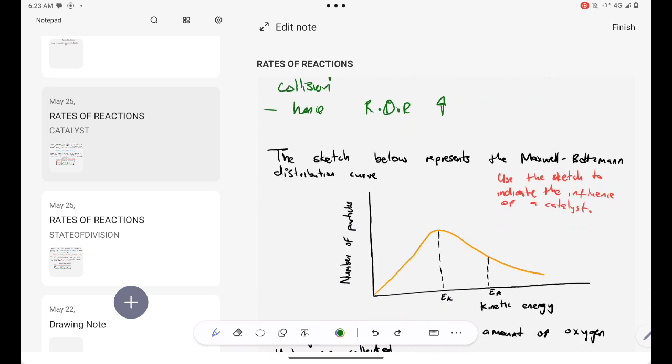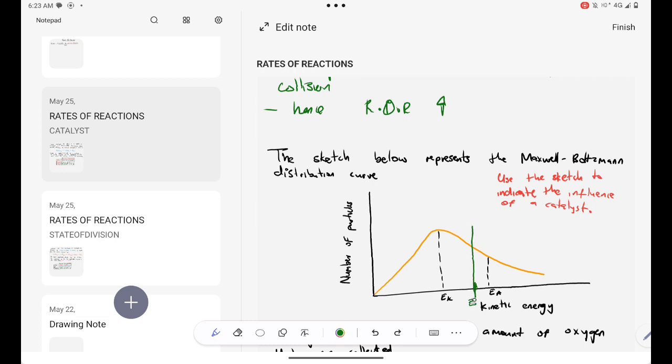Okay. And then now we are told that the sketch below represents the Maxwell-Boltzmann distribution curve. Obviously, guys, always on the Maxwell-Boltzmann distribution curve, on the y-axis you have your number of particles, and on the x-axis you simply have your kinetic energy. Use the sketch to indicate the influence of a catalyst. A catalyst, guys, will simply lower the activation energy. So we'll just shift the activation energy to the left.